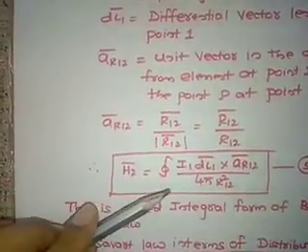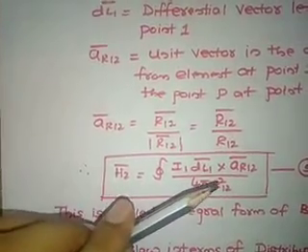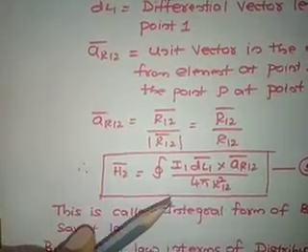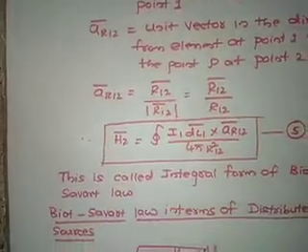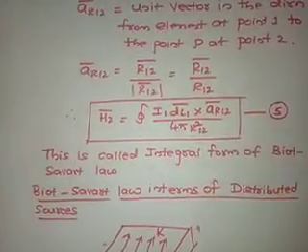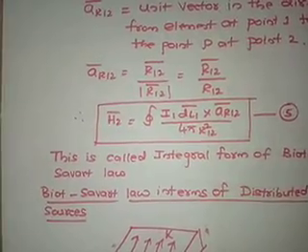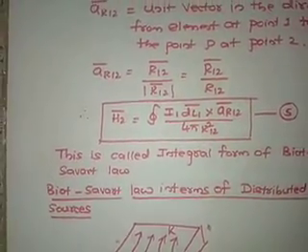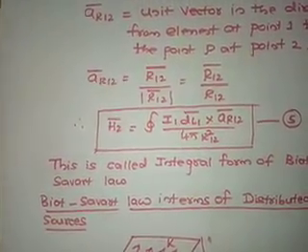So H2 bar will be equal to the closed integral of I1 dL1 bar cross aR12 bar divided by 4 pi R12 square. This is called the integral form of Biot-Savart's law. This is important. Many times it has been repeated in the examination. Hope you are following, students, right?